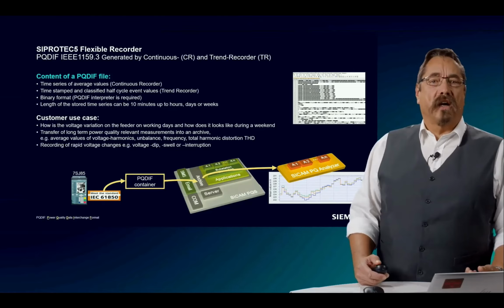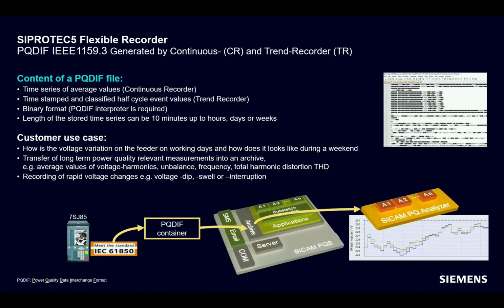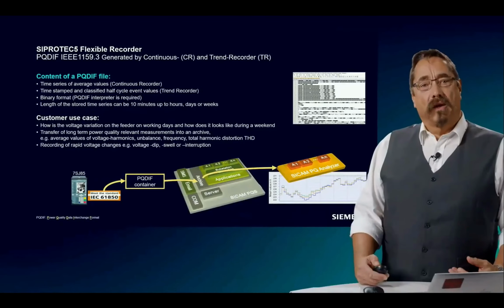The 7SJ85 has a continuous recorder instantiated and provides every 2 hours a BQDIF container via IEC 61850 to the substation automation system. The SICAM BQS extracts all the measurements from that container and stores the content equidistantly into an archive. The SICAM BQ analyzer, here on the right side, is the user interface and displays all the archived measurements. On the next slide, you can see how such a time series over a month looks.